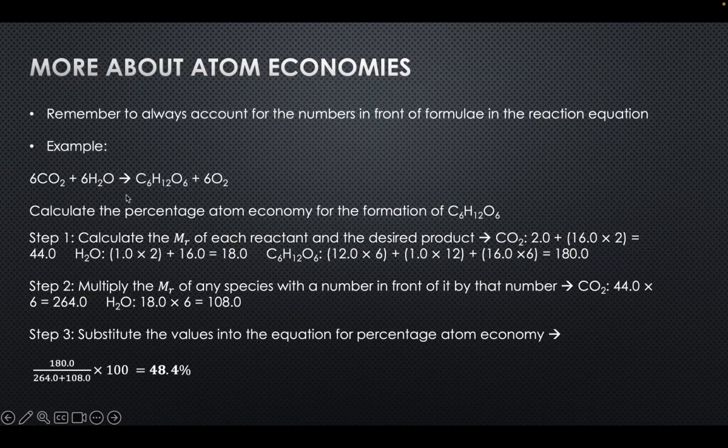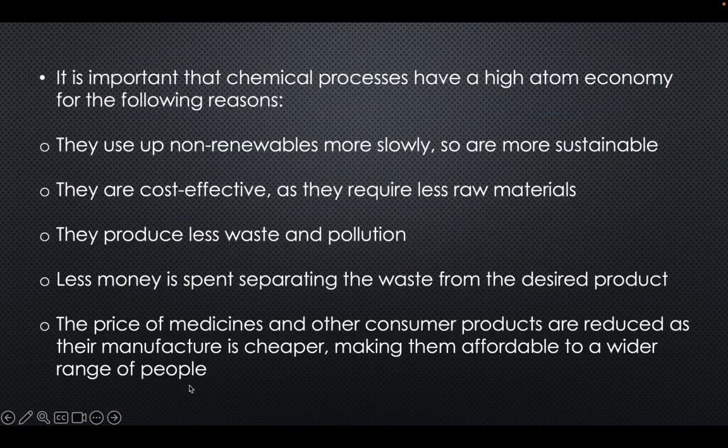Right. Second step. Now we're going to multiply the MR of any species with a number in front of it. Okay. So for carbon dioxide, we times its MR by 6. Water will be times its MR by 6. But glucose, it's 1. We can leave it as it is. Third and final step, we'll substitute the values into the equation of percentage atom economy, times it by 100, and we've got 48.4%. So not particularly high.